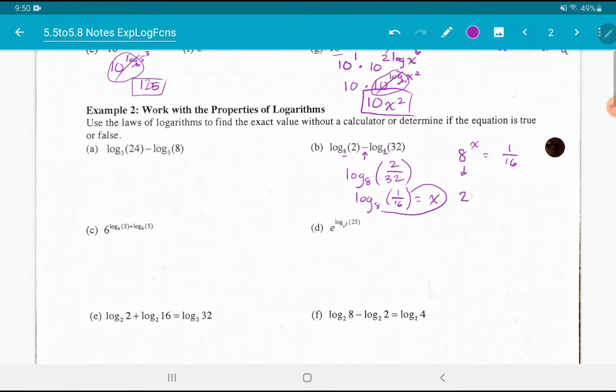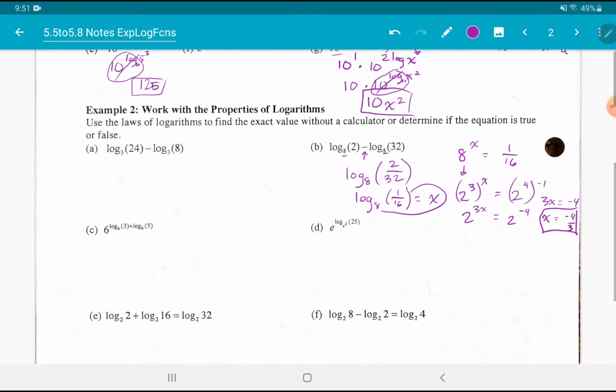8 is the same thing as 2 to the third power, so what I have is 2 to the third to the x equals, and 16 is the same thing as 4 times 4, or that's the same thing as 2 to the fourth power, but because this is a reciprocal, that's technically to the negative first power. I'm just going to simplify this out a little bit. What we have is 2 to the 3x is equal to 2 to the negative 4. And because they have the same base, what I'm saying is that 3x is equal to negative 4, or x is negative 4/3.